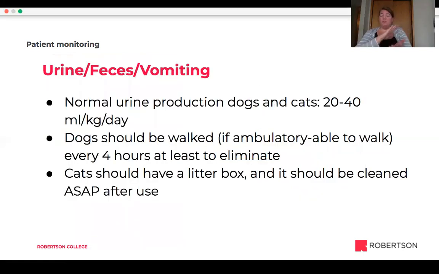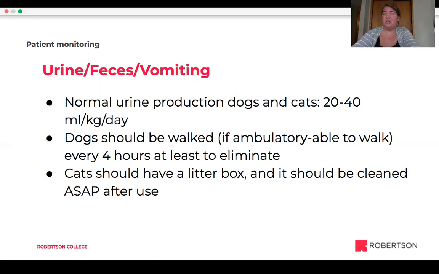So we're monitoring our inputs, so nutrition and hydration. We also want to monitor our outputs, so urine, feces, and vomiting. Normal urine production in cats is about 20 to 40 mils per kilo per day. I don't expect you to measure urine. You do not need to try to collect it and find an exact ml amount unless for some reason the doctor requires that information. But normal monitoring, we're just going to record, did the animal urinate and approximately how much?